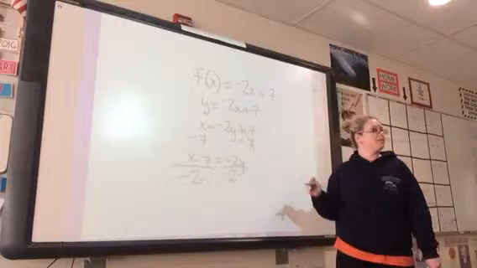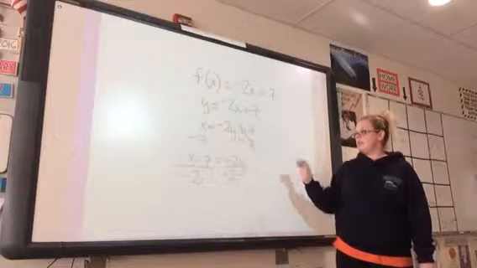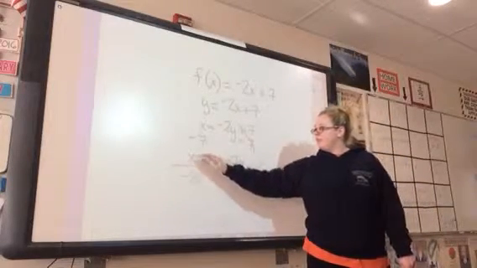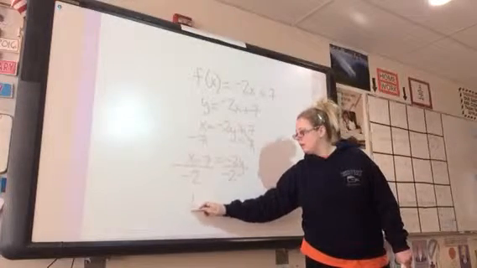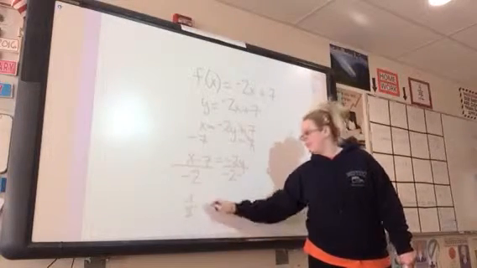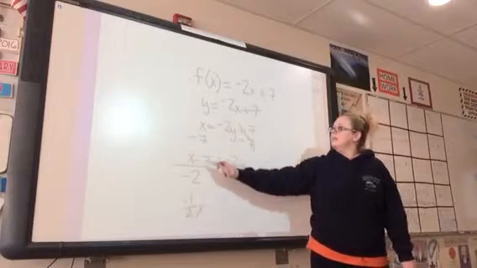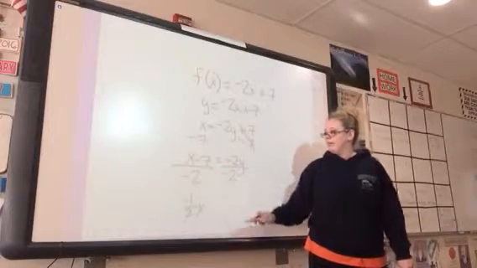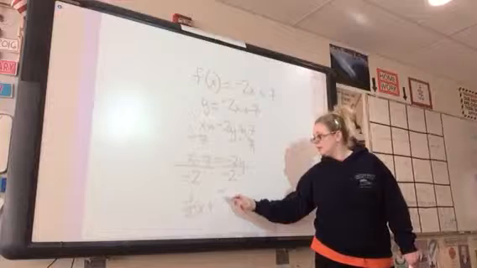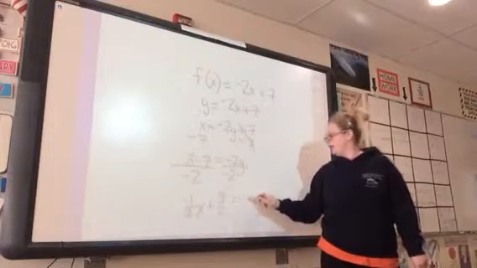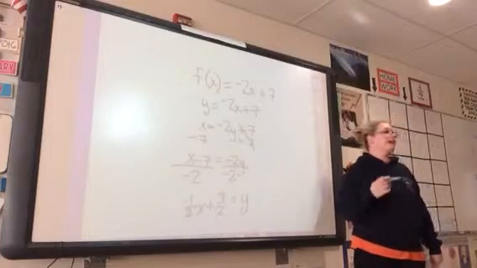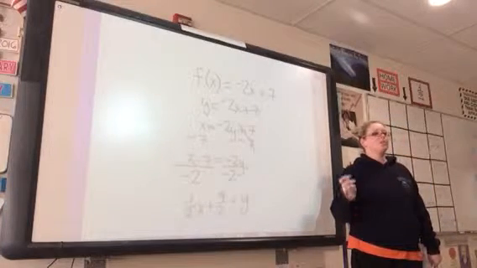This is what I kept seeing on the Kahoot today. You want to divide everything. So the x divided by -2 is going to be -1/2 x. And then you have a -7 over a -2, which becomes positive 7 over 2. And that equals y.